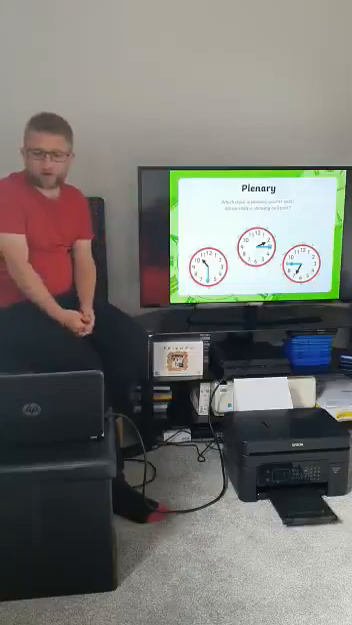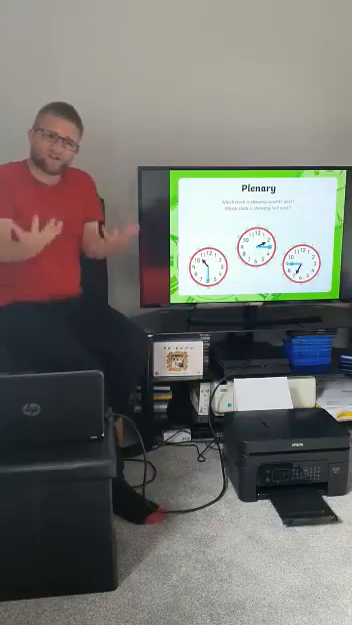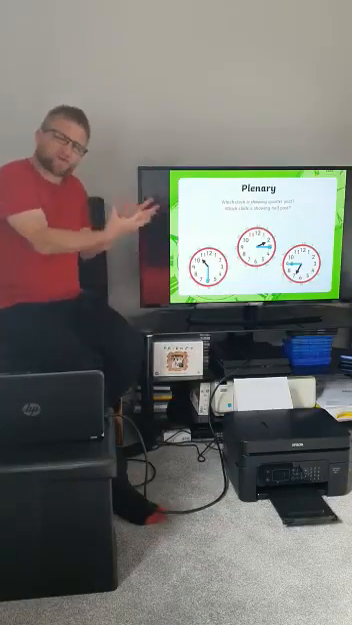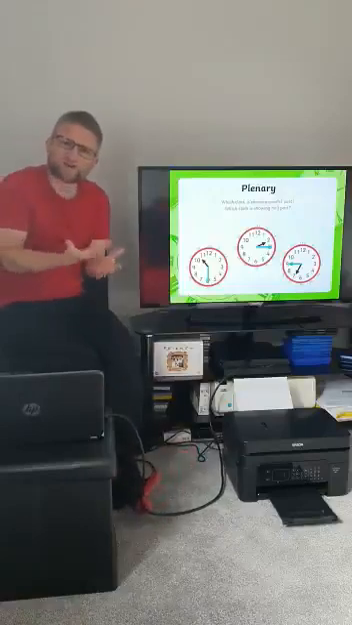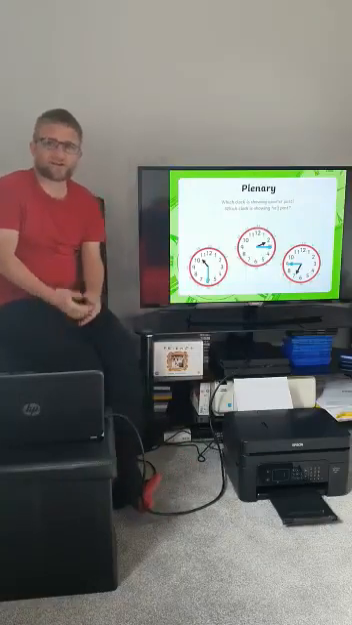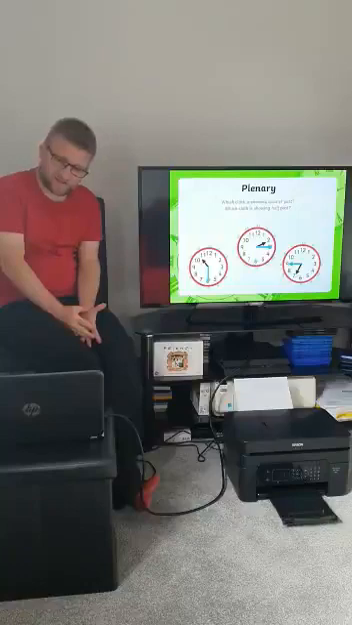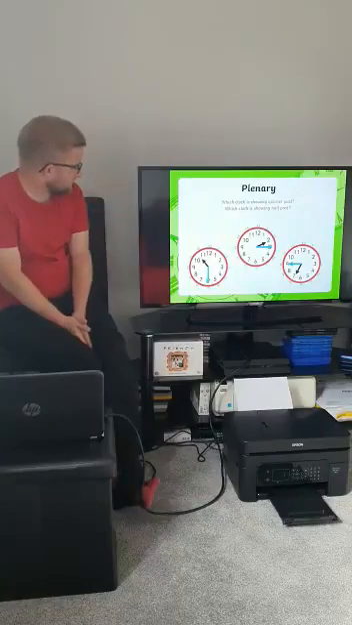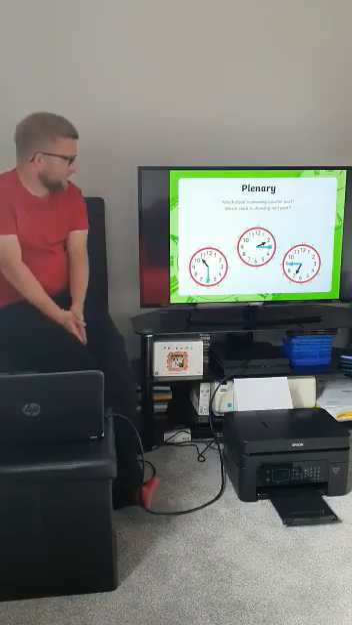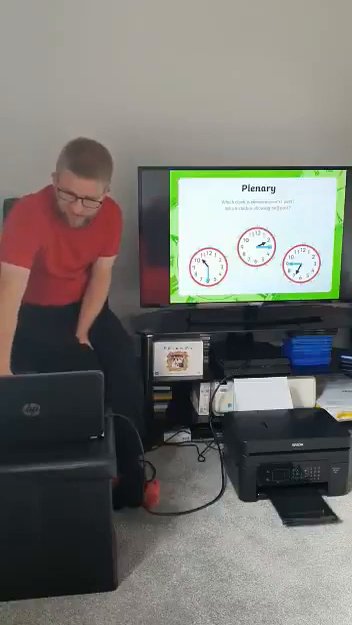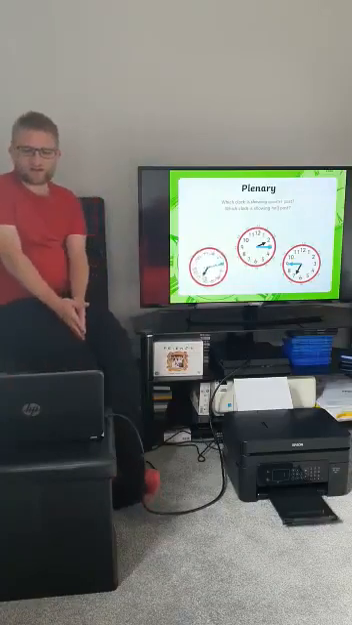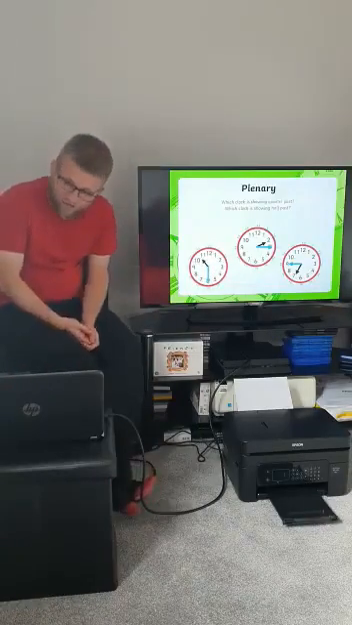Now we're looking for the clock which is showing half past. So this is from yesterday and also a bit of a recap today. We're looking at the clock that's got the minute hand pointing towards the 6. If you can see that one, point it out. And well done if you pointed at this clock, the one that's spinning. That one shows half past.